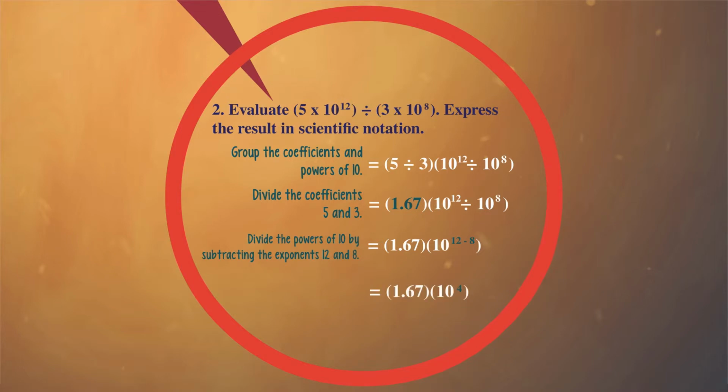Simplifying gives us 1.67 times 10 raised to the 4th power. And finally, write the result in scientific notation. Thus, the quantity 5 times 10 raised to the 12th power divided by the quantity 3 times 10 raised to the 8th power is equal to 1.67 times 10 raised to the 4th power.